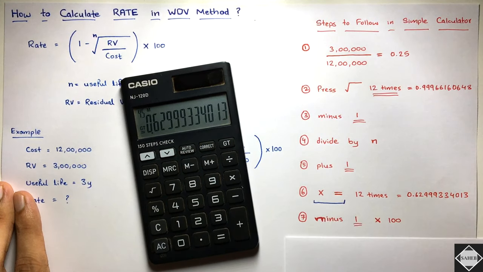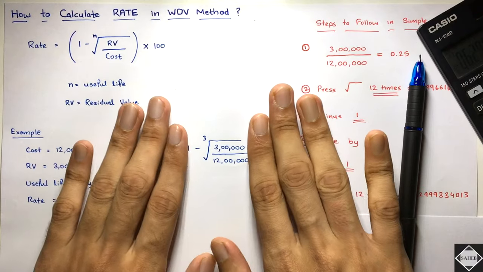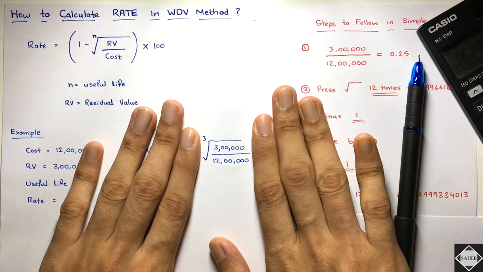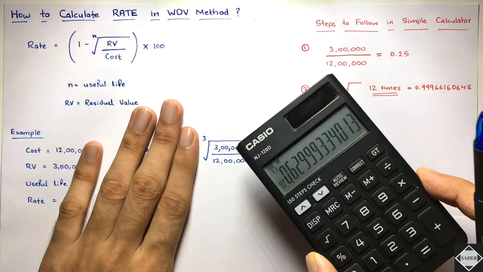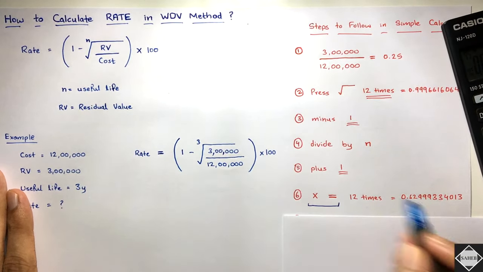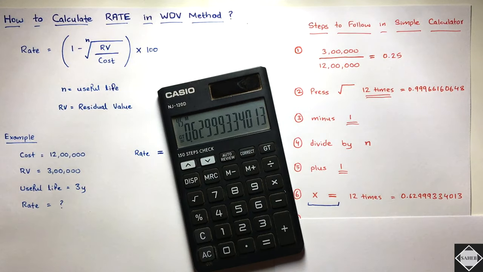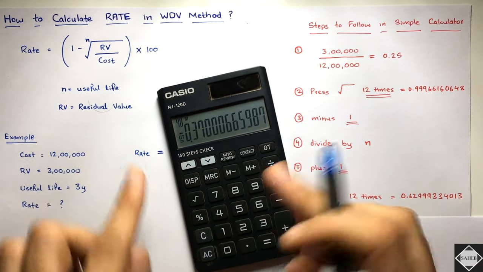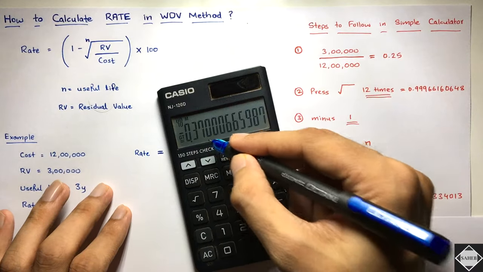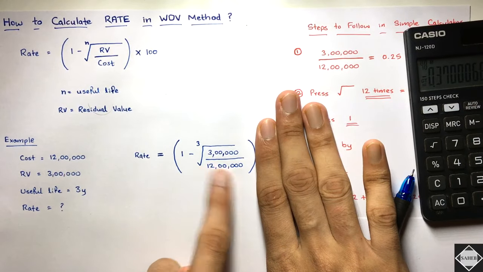After this, till the sixth step, you have solved this much, understand properly. The value is 0.62993340113. Now you have to do 1 minus this. But rather than writing over here and there, you can just do minus 1. You have to do 1 minus, but you can do minus 1. The answer will be negative, ignore the negative sign. We did this for convenience. Is that clear? So this is the value, 0.3700665987. We have solved this entire thing.